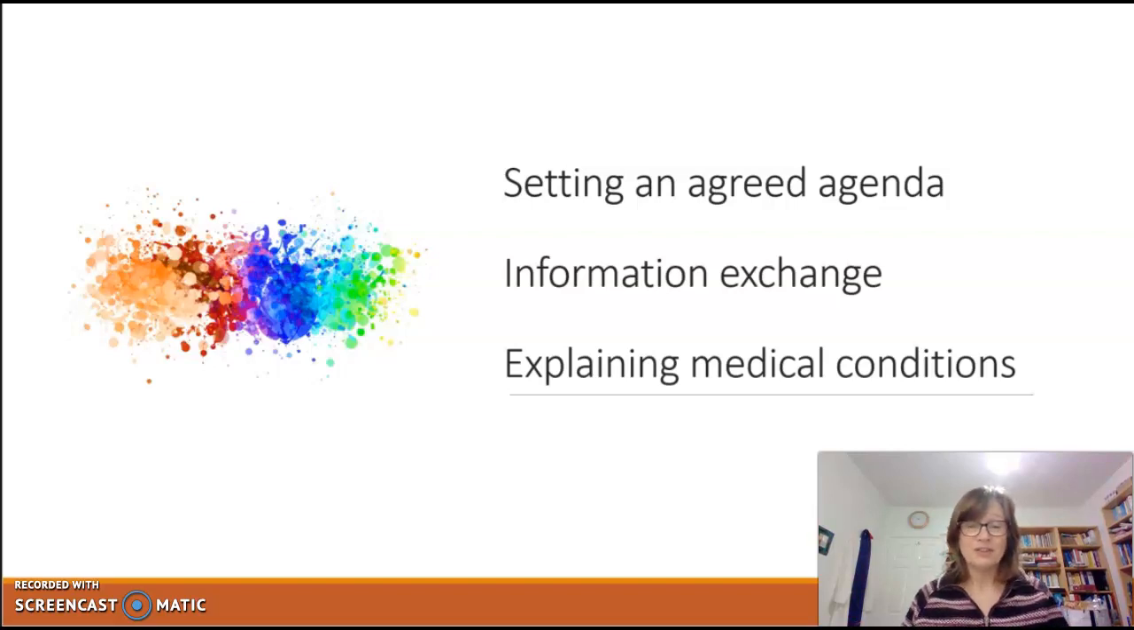So in the first session for this term, we've got 3 subject areas we're going to cover: setting an agreed agenda, information exchange, and how we explain medical conditions.